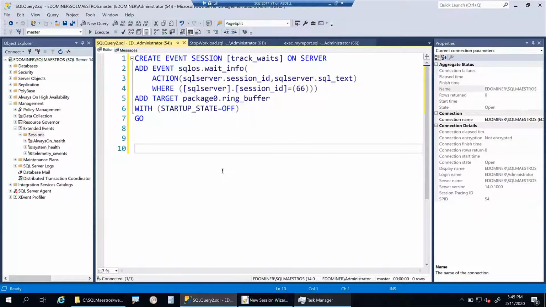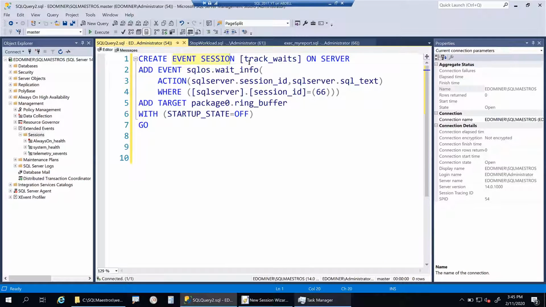This is what the code looks like. As you can see, I'm creating an event session called track_waits. My package is sqlos, which stands for operating system, and my event is wait_info. And I'm going to capture these extra global fields apart from whatever the event gives me. And then my filter is only for session ID 66 because I'm only troubleshooting that very specific query. Put the data in ring buffer, which means I'm not using any file.